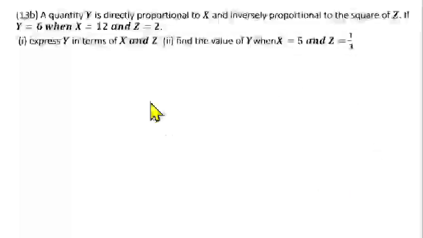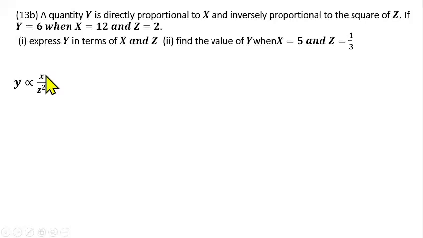Question number 13B, which is the last question, is on variation. If quantity y is directly proportional to x and inversely proportional to the square of z, if y is equal to 6, x is equal to 12, and z is equal to 2, express y in terms of x and z, then find the value of y when x is 5 and z is 1 over 3. So interpret this one mathematically.